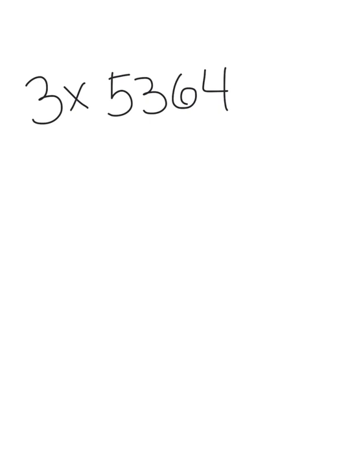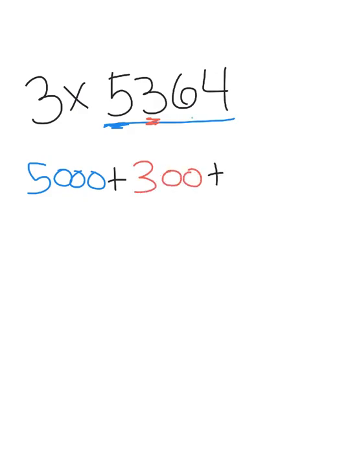Since this concept is a little bit more challenging, let's try this problem together. 3 times 5,364. The first step in using the distributive property is taking your large number and writing it in expanded form. Let's start with the biggest place, which would be our 5. And 5 is worth 5,000. Plus, next we have our 3, and 3 is worth 300. Then we have our 6, and that 6 is worth 60. And lastly, we have our 4, which is just worth 4.